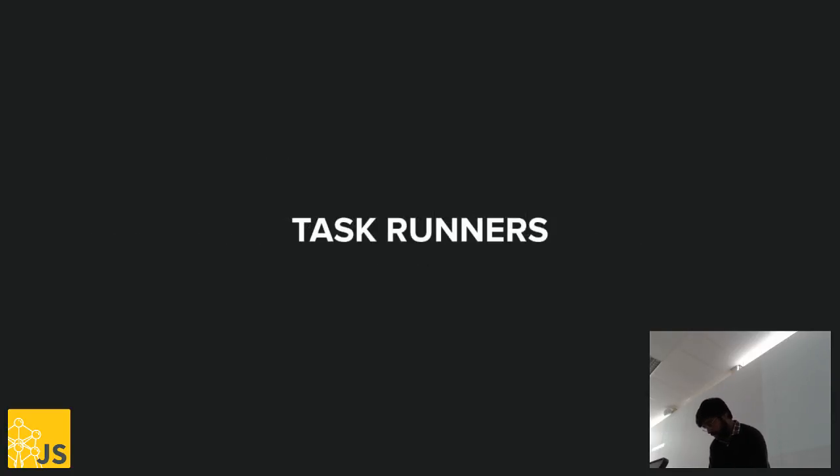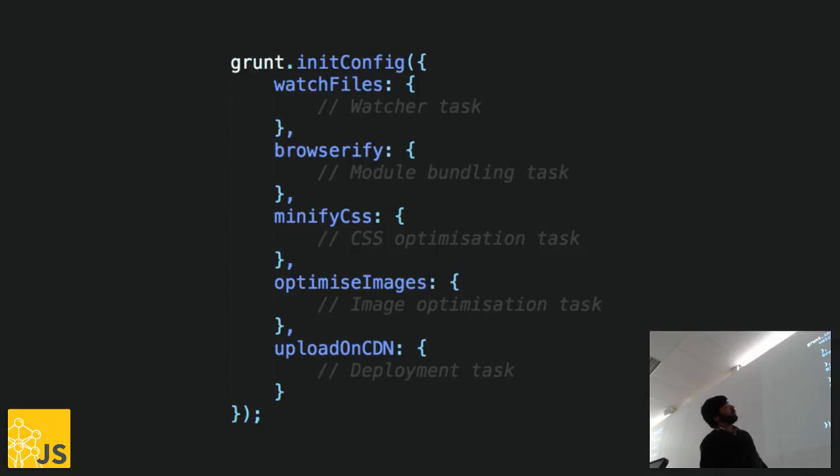So that's why we have task runners. Task runners allow you to build a configuration of your entire bundling process. So you can have a task for just bundling your JavaScript, a task for minifying it, perhaps a task for deploying it. It looks something like this, a very common bundle task runner configuration. You can have a task for watching files, for module bundling, for optimization or deployment, whatever. And it's pretty easy to use.